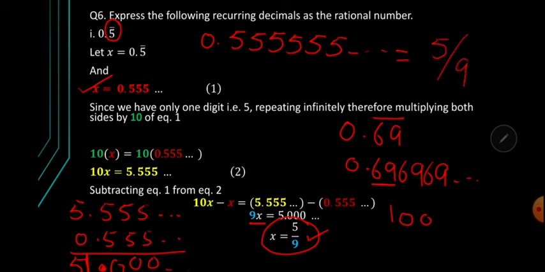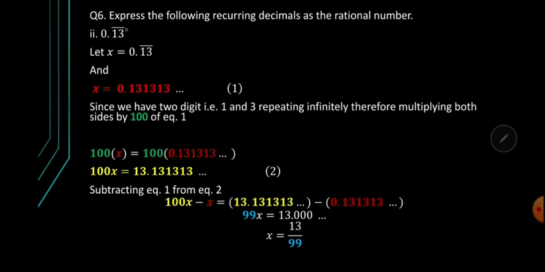Now let's solve another question. Here we have 0.13 recurring. It means that 13 is recurring, so 13 keeps on repeating. So let us consider x is equal to 0.13, 13 and 13 up to so on. Here we have two numbers that are repeating, so we multiply equation 1 by 100. So we have 100x is equal to 100 into 0.131313. We are left with 100x is equal to 13.1313.